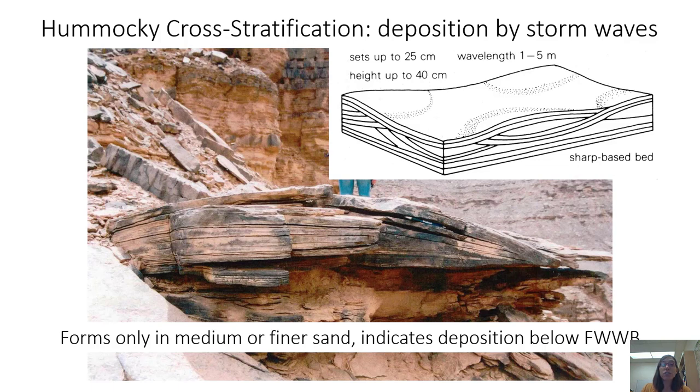And these hummocky cross strata are not found in normal fair weather wave base areas, because normal waves after a storm will erode away any of these storm-like structures that form and replace them with regular wave ripples or interference ripples, etc. The other thing to know about hummocky cross stratification is the type of sand. It tends to only form in medium or fine sand. And again, very important, when you see hummocky cross stratification, it indicates we're below fair weather wave base.